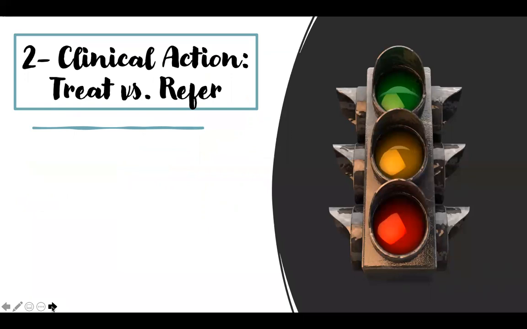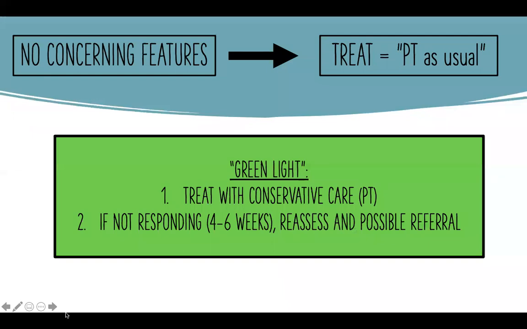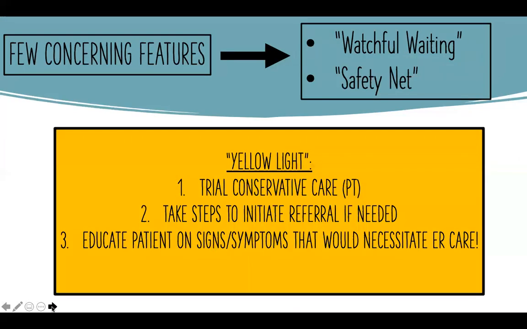So with our clinical action, treating versus referring, how does that look? Well, digging into this model a little bit more, if, again, we have no concerning features, this is PT as usual. We're going to treat, we're assuming the patient's going to respond well. We do have the caveat that if they don't respond, we could reassess and possibly refer, but overall, we're assuming that this patient's going to respond to our care with a favorable prognosis. We don't really see concerning things in our initial exam.